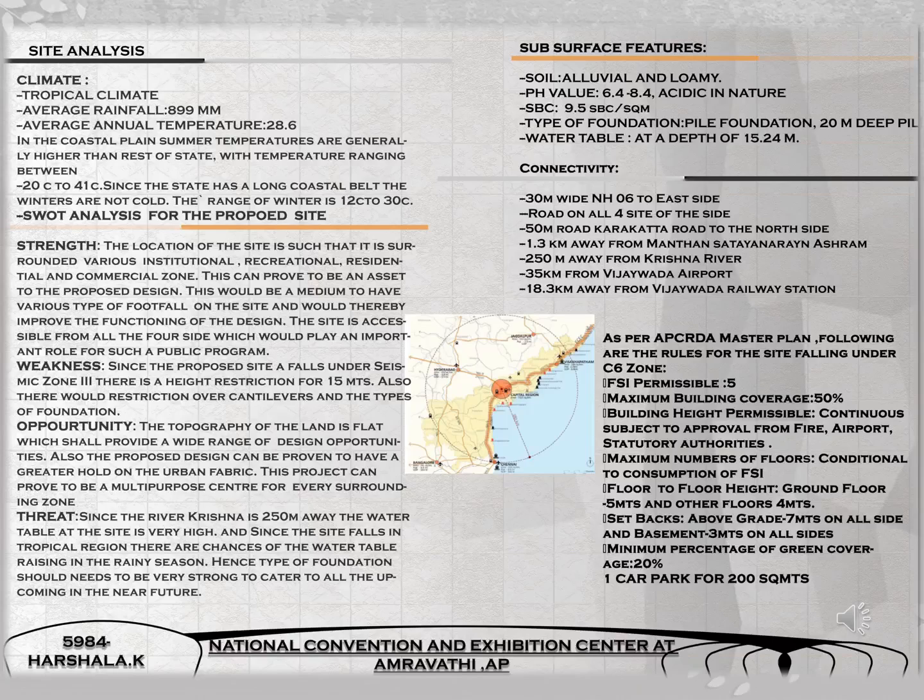The connectivity of the site is such that Vijayawada Airport is 35 kilometers away and Vijayawada railway station is 18.3 kilometers away. The site is surrounded on all four sides by roads and the rear part has a service road of 30 meters. The norms applied for the site are: FSI should be 5, building coverage should be 50%, one car park per 200 square meters. FSI consumption should be maximum in terms of floor. The floor to floor height should be 4 meters.